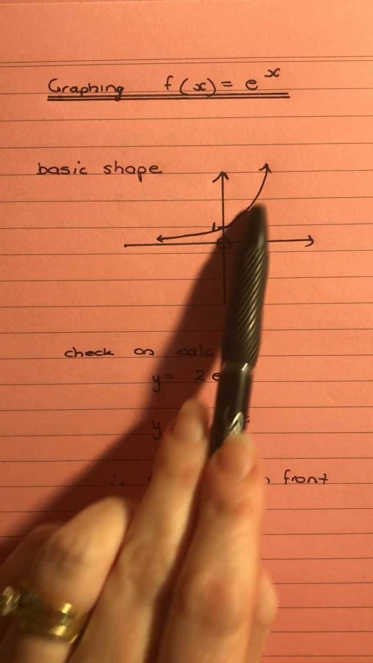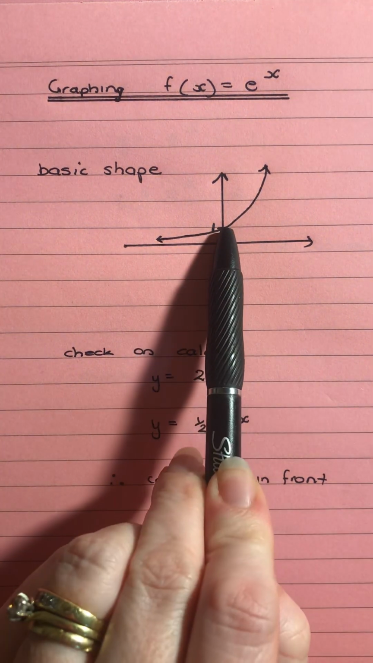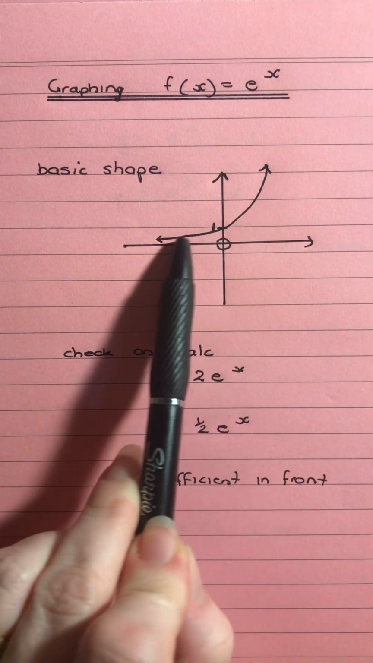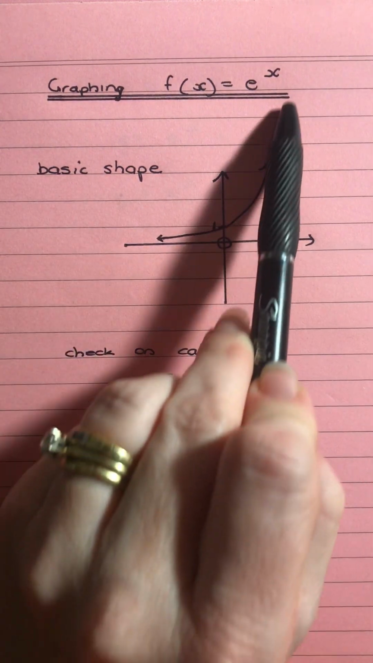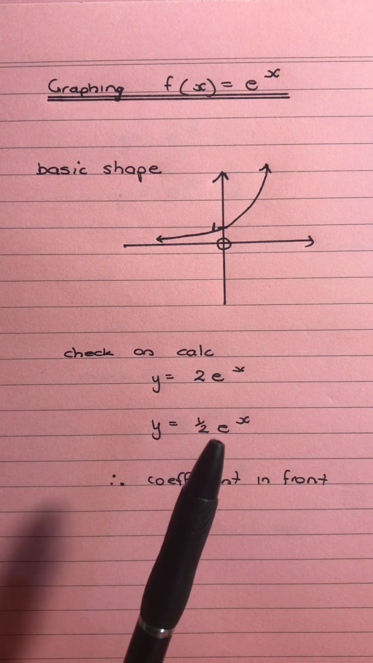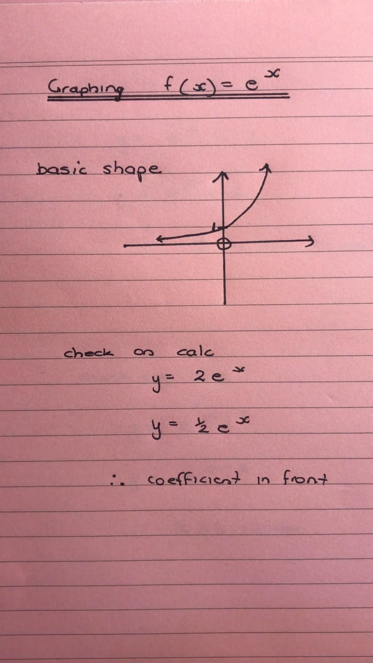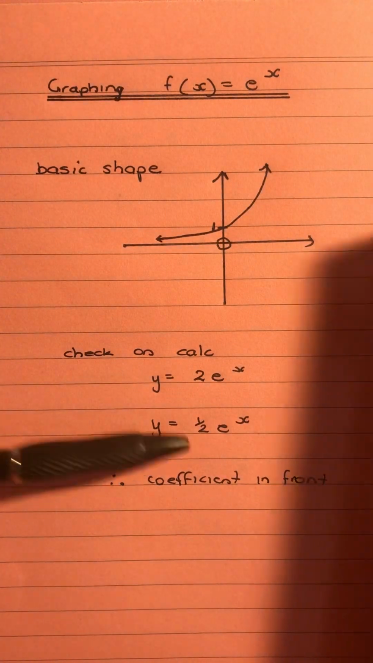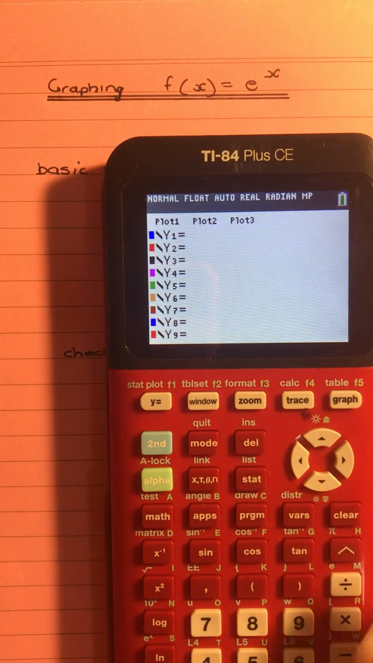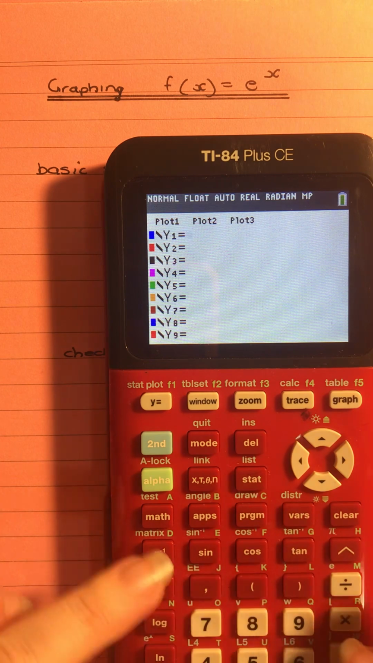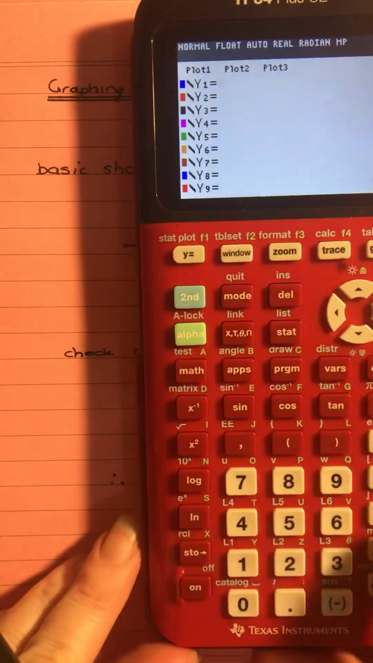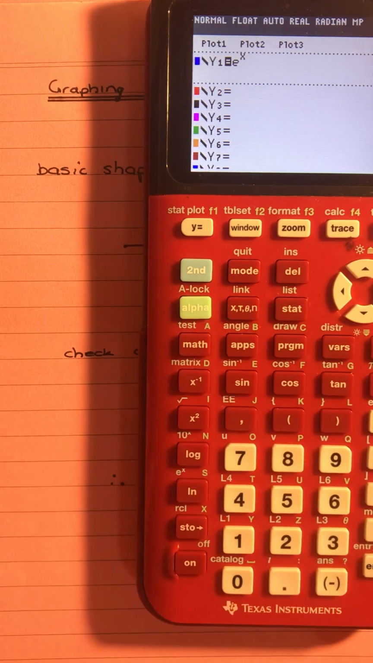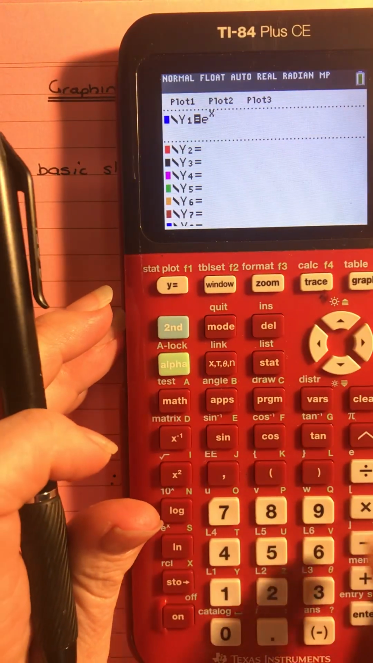So the basic shape is it's cutting through here at 1, because anything to the power of 0 is 1. And there's our shape approaching 0 here and then heading upwards. Now, the best way to get a feel for what these graphs are going to look like is to do some comparison ones. So firstly, putting in e to the power of x. Looking on your graphics calculator here, we've got our e there, put to the power of x. So I've got that in my calculator.